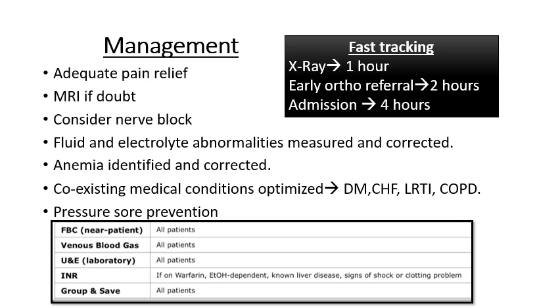Fluid and electrolyte imbalance should be corrected. Anemia should be identified and corrected. Coexisting medical conditions should be noted down: diabetes, congestive heart failure, any infections, COPD. These are the labs which you need to send: FBC, venous blood gas, urea and electrolytes, INR, group and save. Okay, that's much of it.